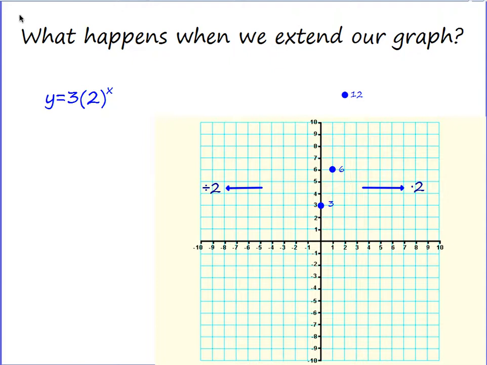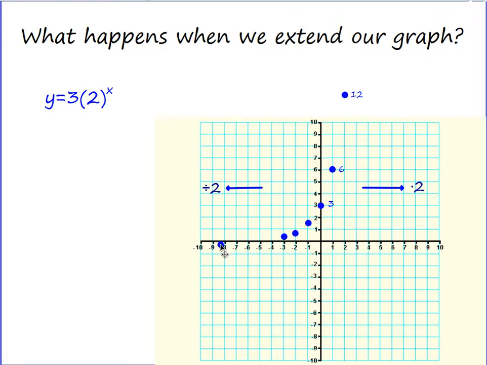So if I take a look at what would come before 3, if I divide 3 by 2, that means when x is -1, I'd be at 1.5. Also, I could plug -1 in for x in my equation and get that same result. If I divide 1.5 by 2, I get 0.75, which is right around there. If I divide 0.75 in half, I get 0.375.